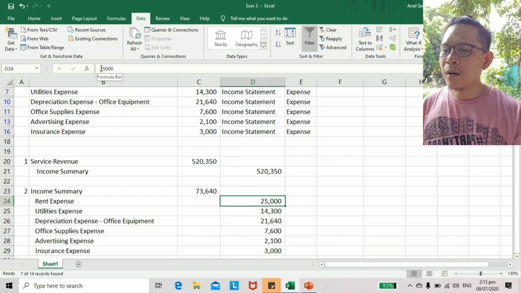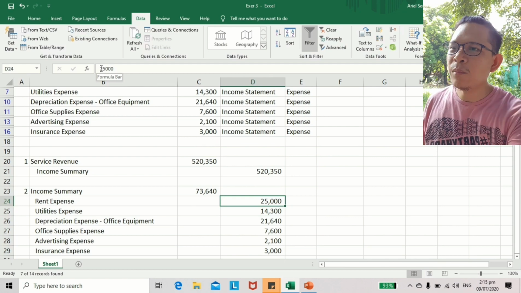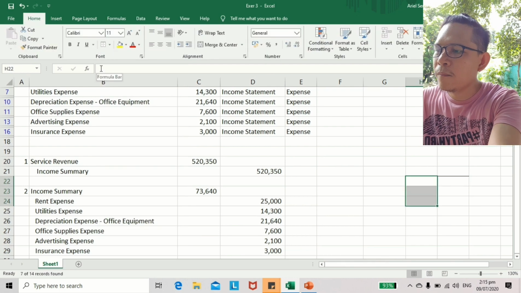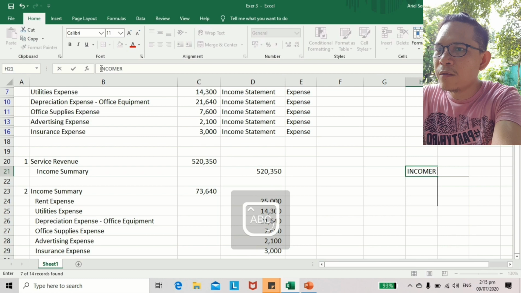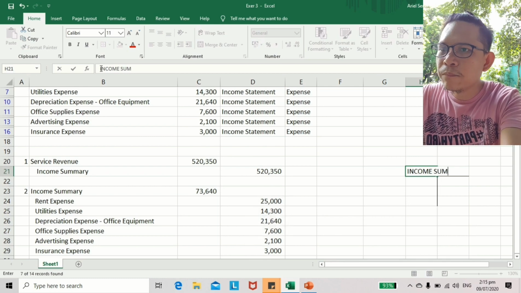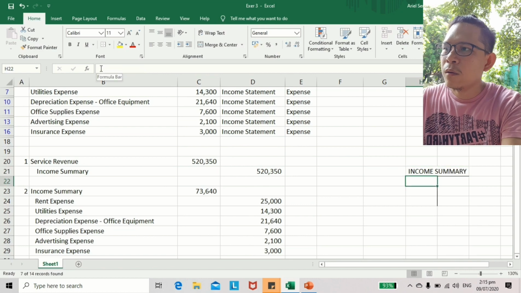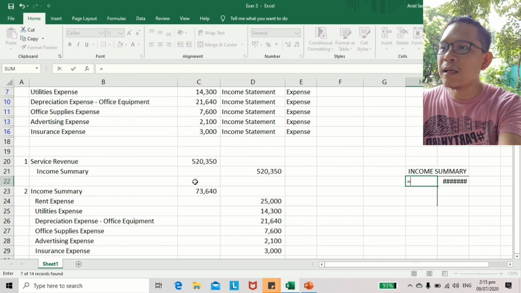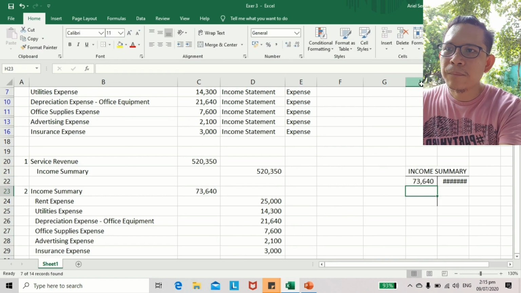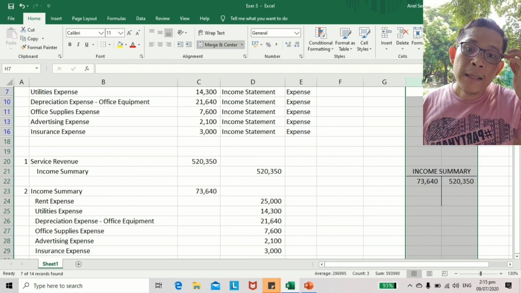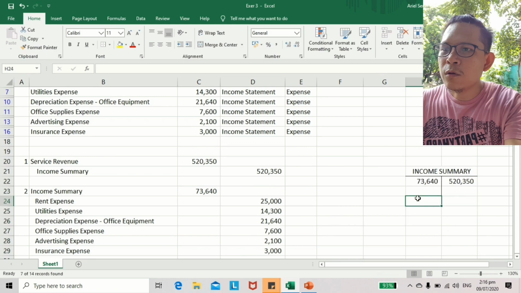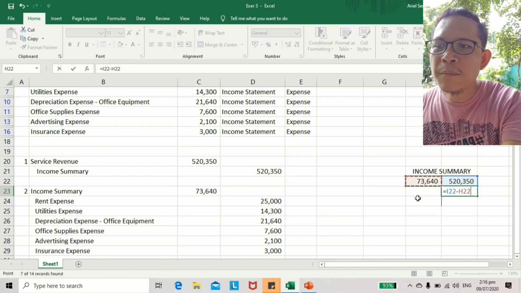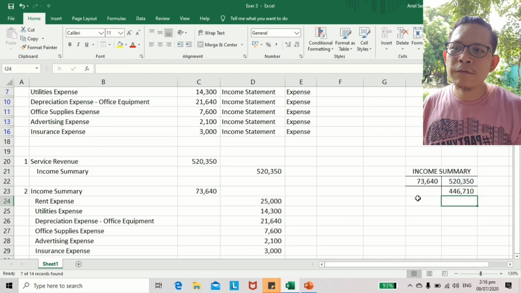So, kung meron ka ng dalawang amounts sa income summary, assuming gumawa tayo ng T account, okay? This is your income summary account. Nag-credit tayo kanina ng 520. Ngayon naman nag-debit tayo ng 73. Ano ang mas malaki? Ang mas malaki dito ay yung credit balance mo. So, kunin natin yung difference. 520,350 minus 73,640. You have 446,710.